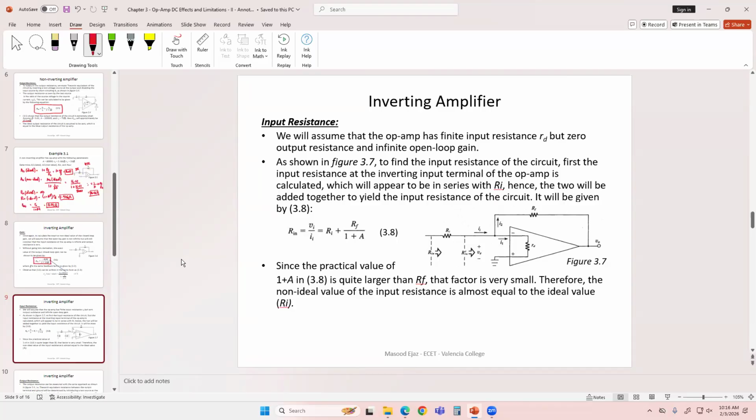So in this case, we are pretty much justified to say that Ri is equal to the input resistance of the circuit. Maybe a little higher than Ri, but in general, the approximation is still pretty valid, that Ri is equal to the input resistance of the circuit.